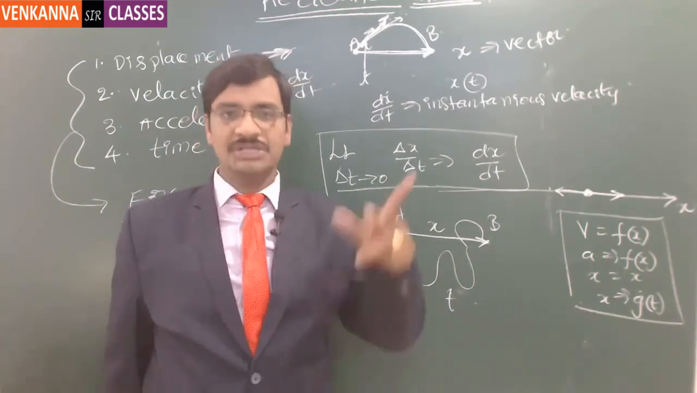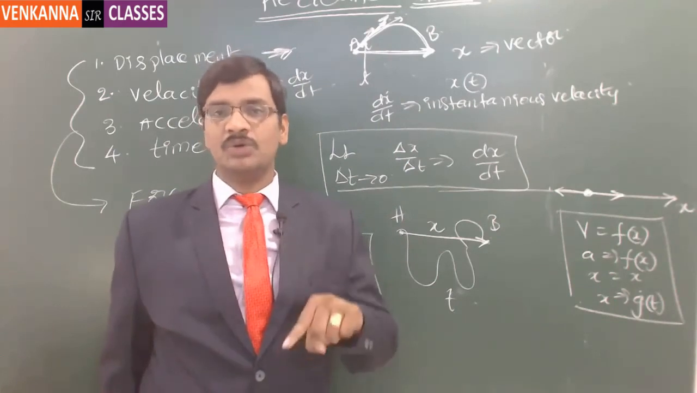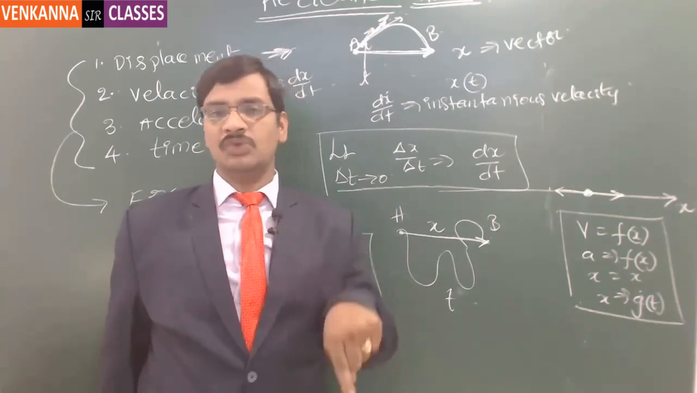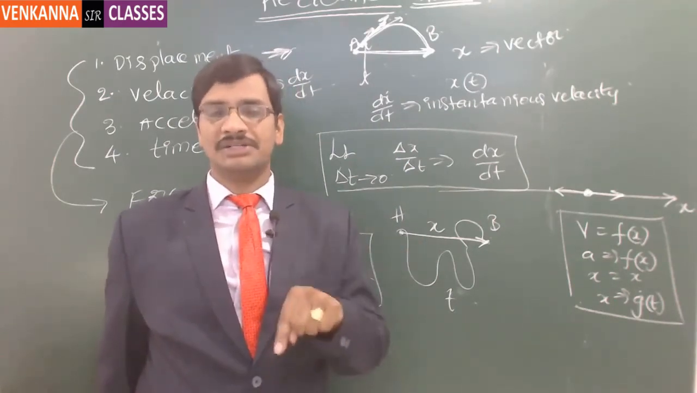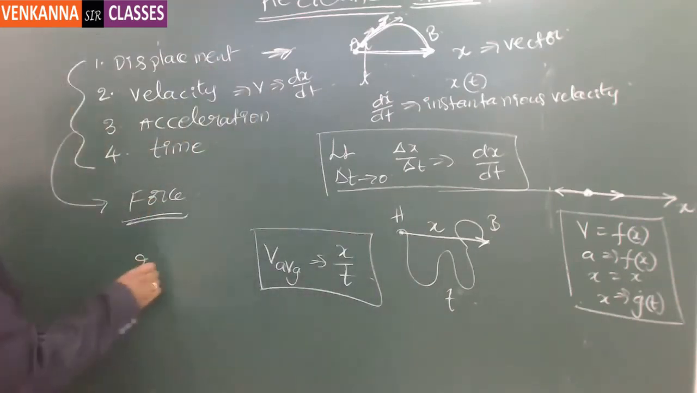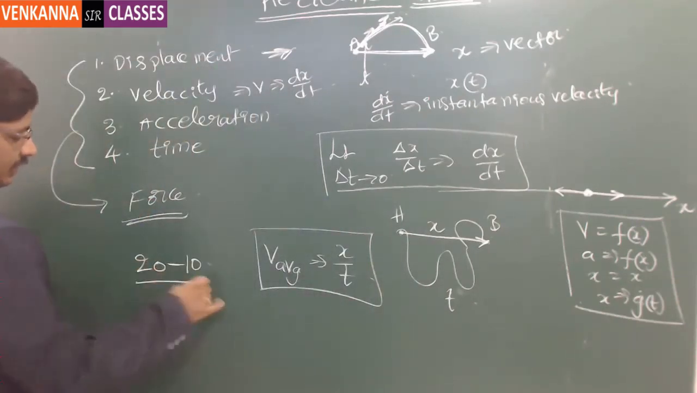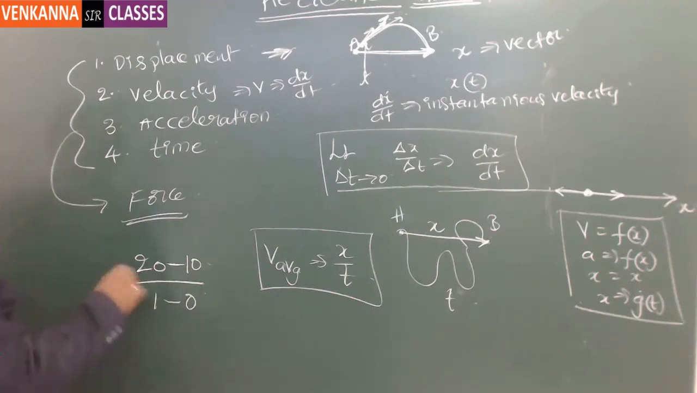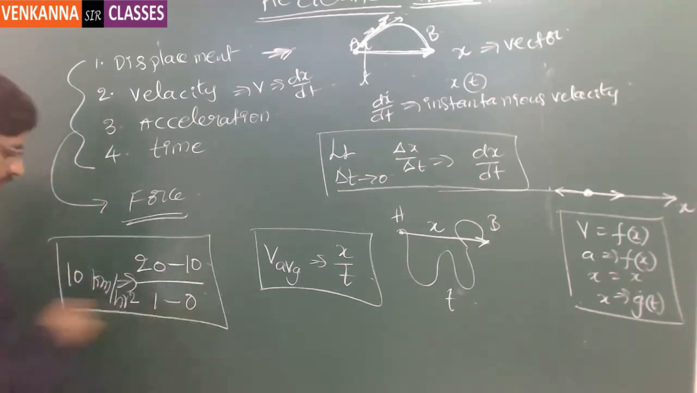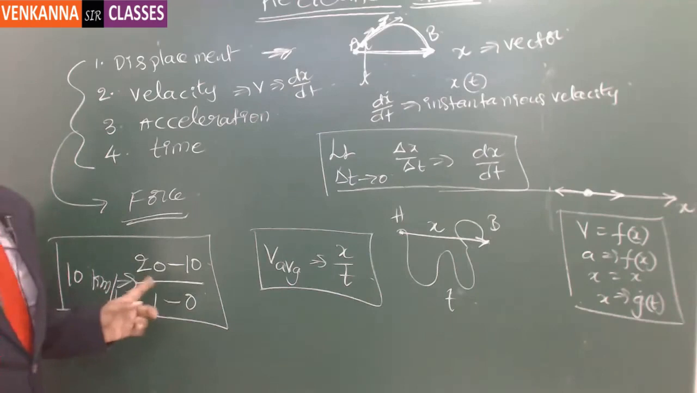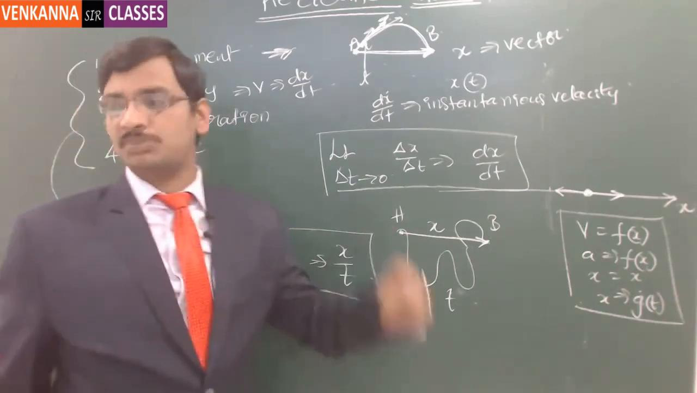That means I have changed the velocity from 10 kilometers per hour to 20 kilometers per hour within 1 second. And that's what is my acceleration. That is 20 minus 10 divided by 1 second. So this is 10 kilometers per hour square, the acceleration with which I am raising my speed.